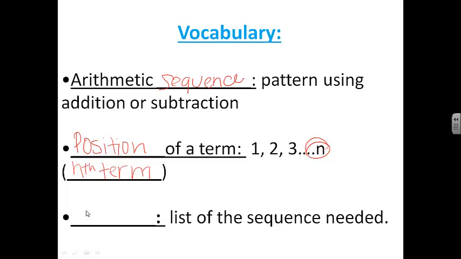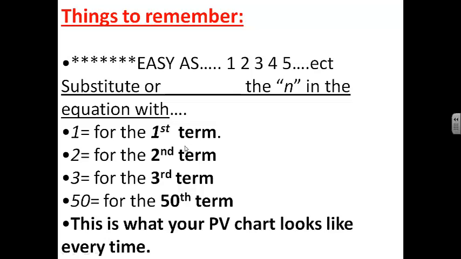The next thing we're going to talk about is value. What's the value of a diamond? It's a lot, right? So what's the value of dirt? Nothing, right? So the value depends on how much, and we're going to be talking about numbers.